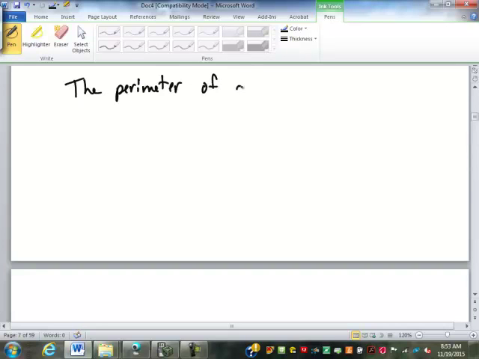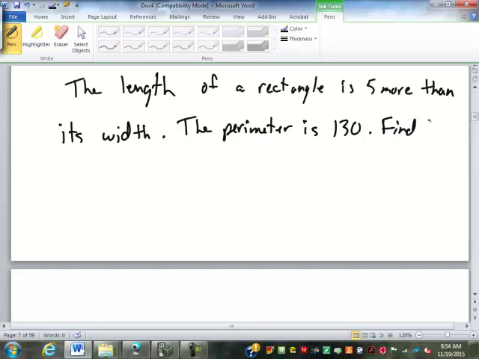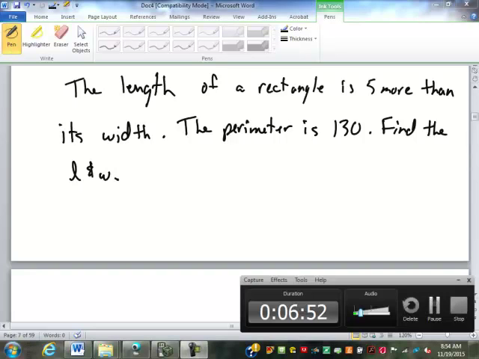The perimeter of a rectangle is 5 more. Sorry, the perimeter. The length, I should say, not perimeter. Sorry about that. The length of a rectangle is 5 more than its width. The perimeter is 130. Find the length and width. Give that one a shot in your notes. See if you can make it.